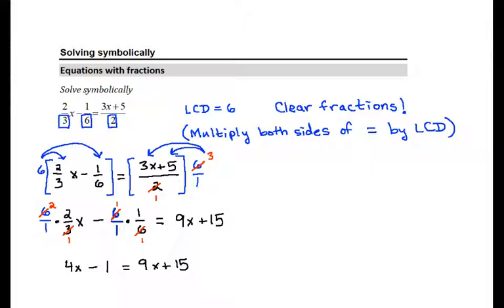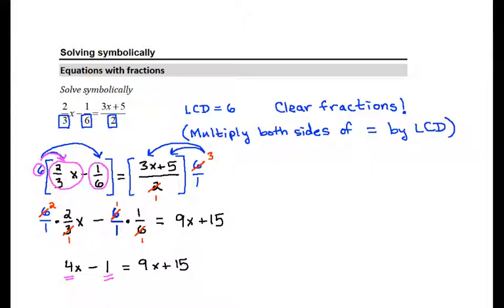So this is a somewhat longer than necessary way of clearing the fractions. I'll just mention really quickly that a little bit easier way to get this would be to think about this first step here. When we're multiplying 6 by 2/3 x, it's okay to multiply the 6 by the numerator 2 and then divide by 3, right? 6 times 2 gets me 12, divided by 3 gets me the 4 that I have down here. Then do the same thing with the 6 and the 1/6. 6 times 1 gets me 6, divided by 6 gets me 1.